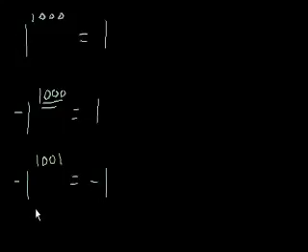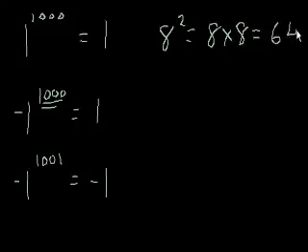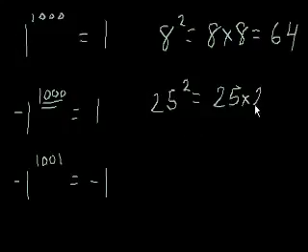I think you remember why this is, because when you multiply a negative times itself an even number of times, the negatives cancel out, and then if you multiply it by a negative one more time, it becomes a negative number again. But let's just do some normal problems. I just want to make sure you get the basics of exponents down. If I were to tell you 8 squared, that equals 8 times 8, which equals 64. If I were to tell you 25 squared, well, that's 25 times 25, which equals 625.